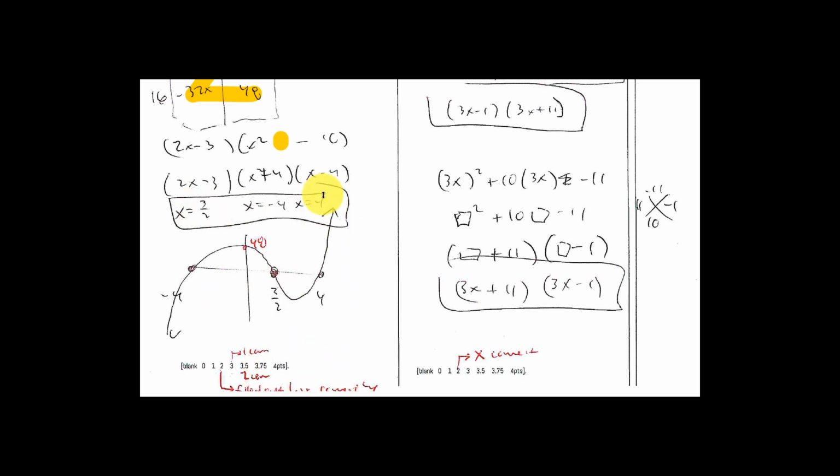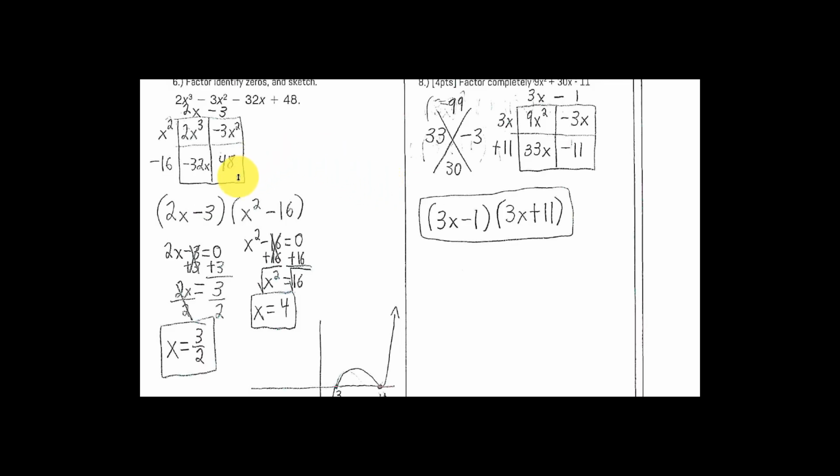Let's look at some work. All right, I wanted to show you this one. Student got put into the box. They factored it, which is perfectly fine, they set them equal to 0. Looks good, divided by, yes, this is correct. Okay, right here, pay attention.